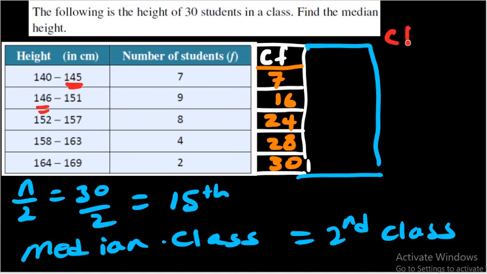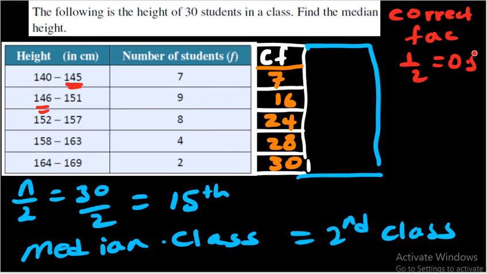So the correction factor is going to be 1/2, or 0.5. So this 0.5 will be added to every upper class limit, and it will be subtracted from the lower class limit of each class. So it's going to be the class boundary. I can represent it by B.